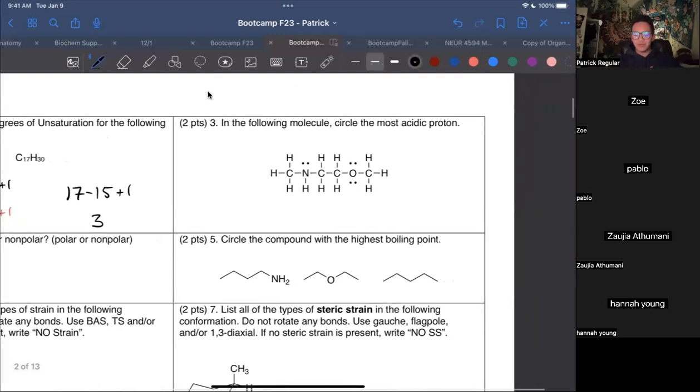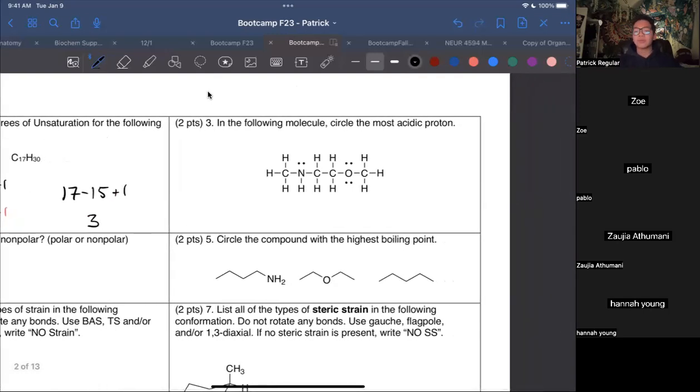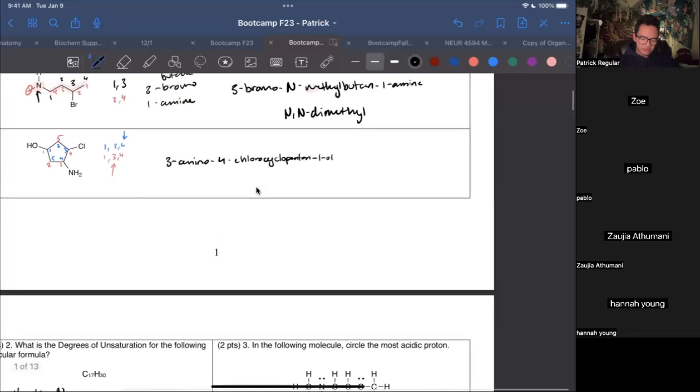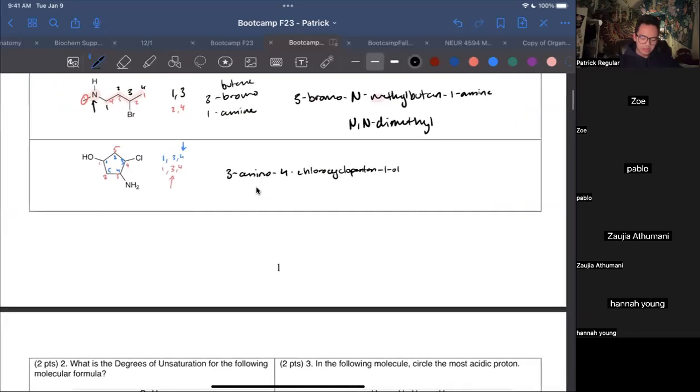For the following molecule, circle the most acidic proton. If you remember, acidic protons are going to be on halogens, oxygen, and nitrogen. They can be on carbons, but we'll deal with that a little bit later. But for now, when they ask you this question, it's most likely going to be on a nitrogen or an oxygen. Why is it 3-amine? Was it 3-amine or 4-amine? 3-amine.